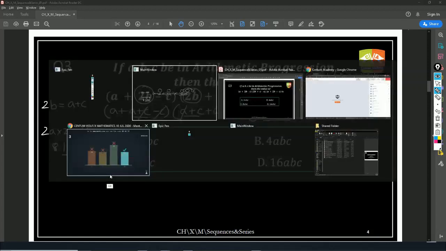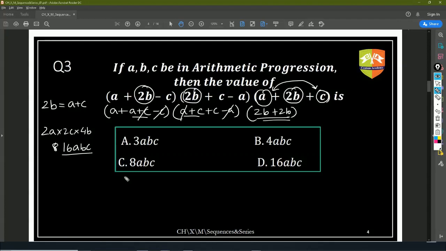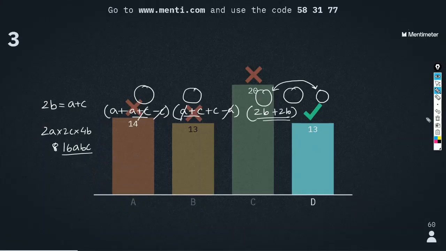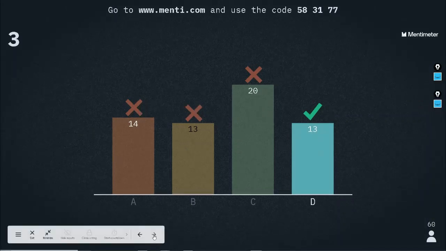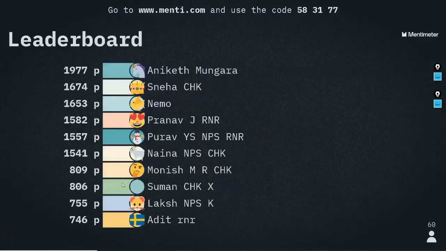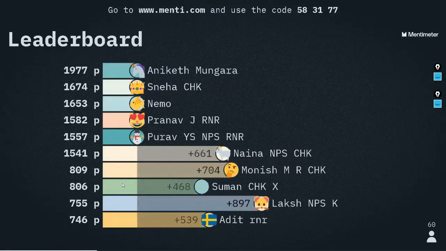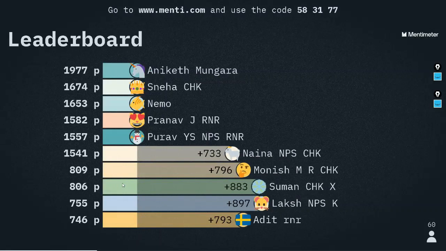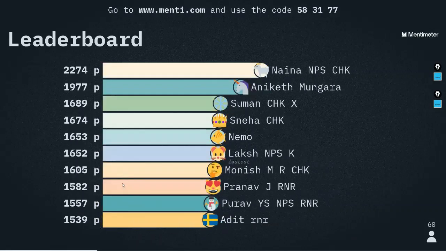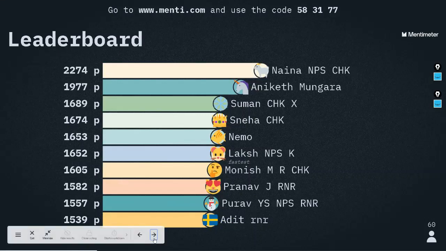Chalo, next question. Most of the questions will not require that much writing. Okay, also. Good. So some shuffling. Okay, great. Next question on your screen, guys.